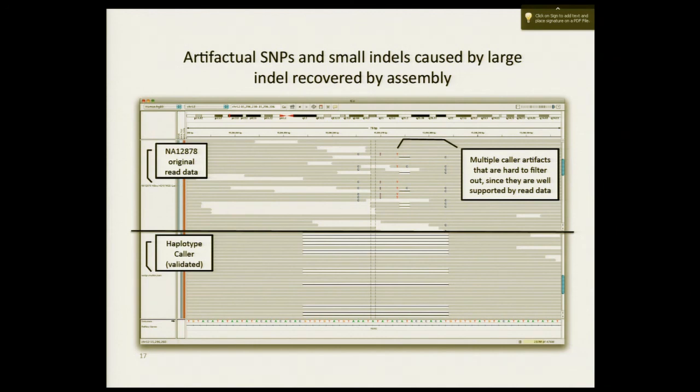You get 2 paths in the graph. You get the reference path, and you get this path, which has this large deletion. You evaluate those probabilities, and you call the large deletion as a heterozygous event. And then we've done fancy validation to show that this is a real event, and so we're happy that the haplotype caller can now call it.